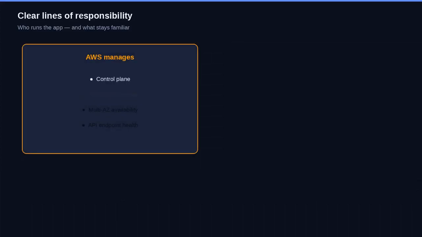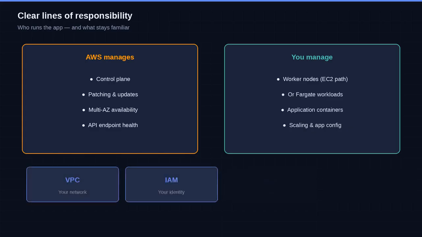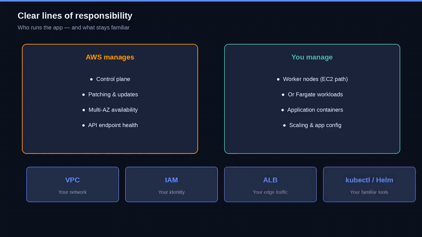One more boundary people blur: who runs the app? EKS manages the control plane. Your containers still run on the data plane, on EC2 worker nodes you operate, or on the Fargate path the workflow diagram shows for serverless containers. AWS is not secretly executing your business logic inside the managed masters.